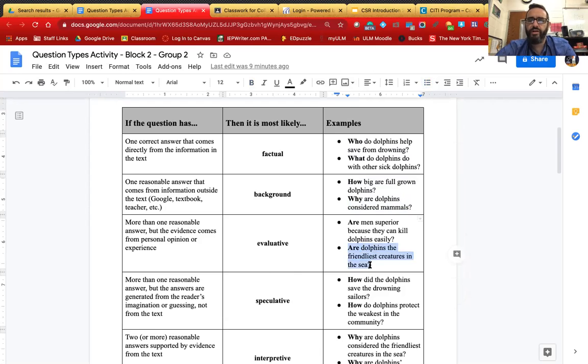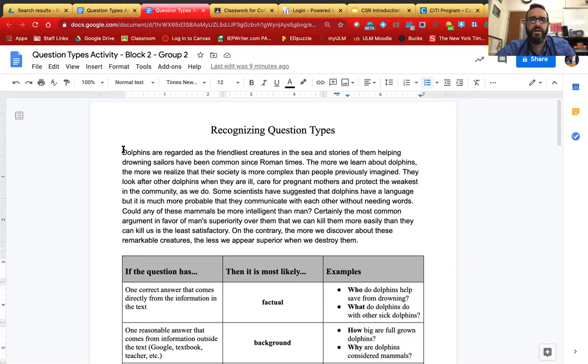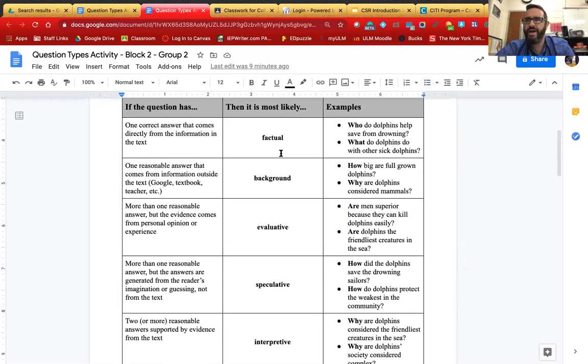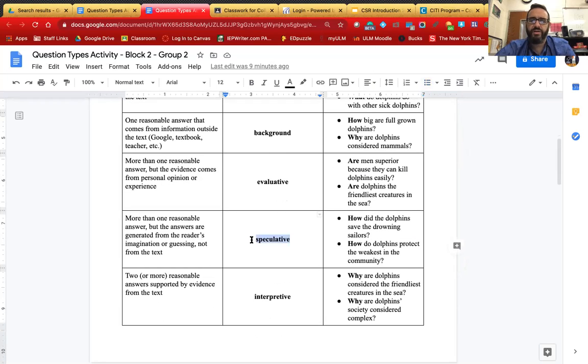Are dolphins the friendliest creatures in the sea? Again, there was a statement made by the author, but I'm just asking your opinion. You're evaluating the information. Okay. Next, a speculative question. You're speculating, you're predicting, right? More than one reasonable answer, but the answers are generated from your imagination.